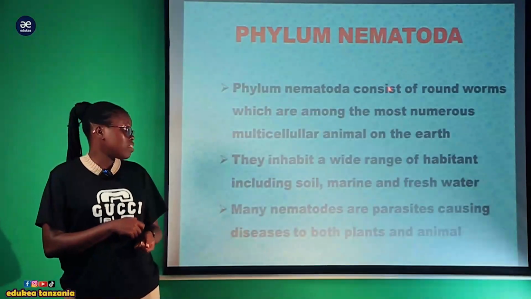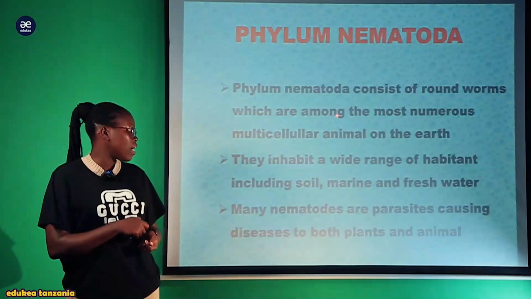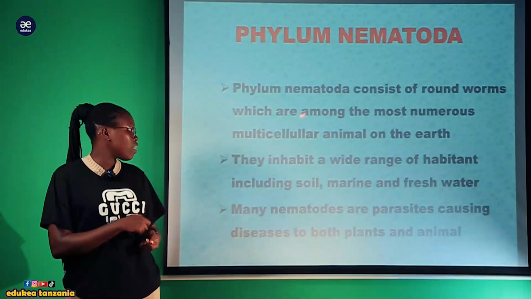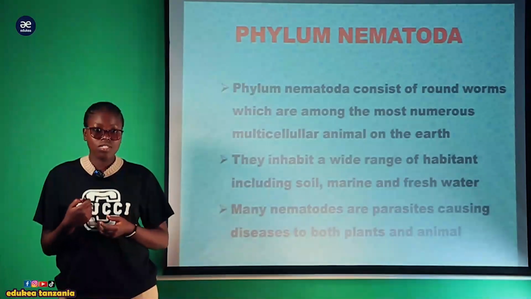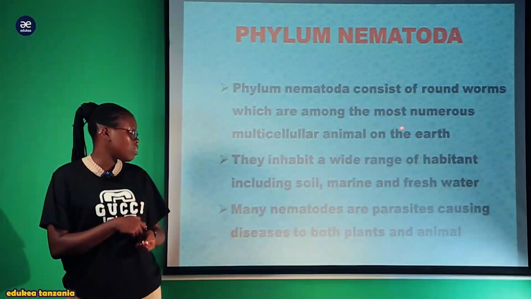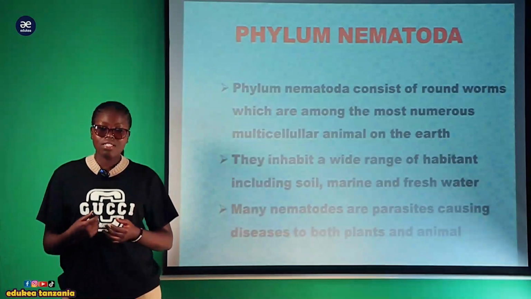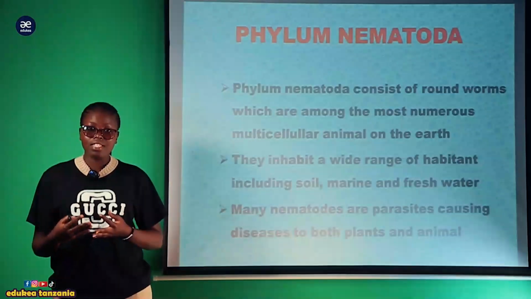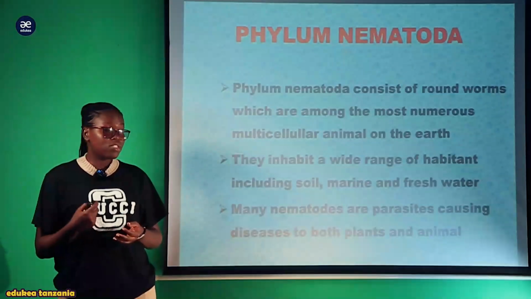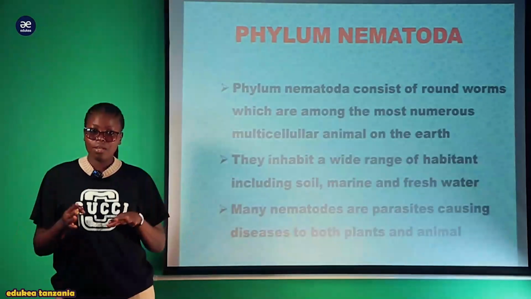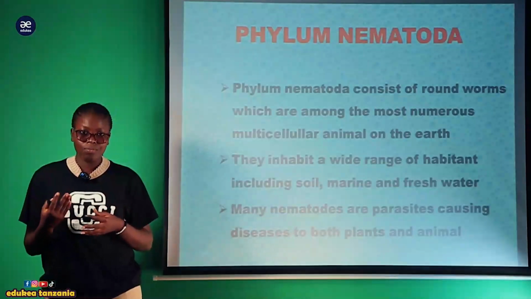The phylum Nematoda consists of the roundworms, which are among the most numerous multicellular animals on the earth. Multicellular means organisms which are made up of more than one cell. Nematodes are one of the organisms which are very widely dispersed, and they are very abundant on the earth.